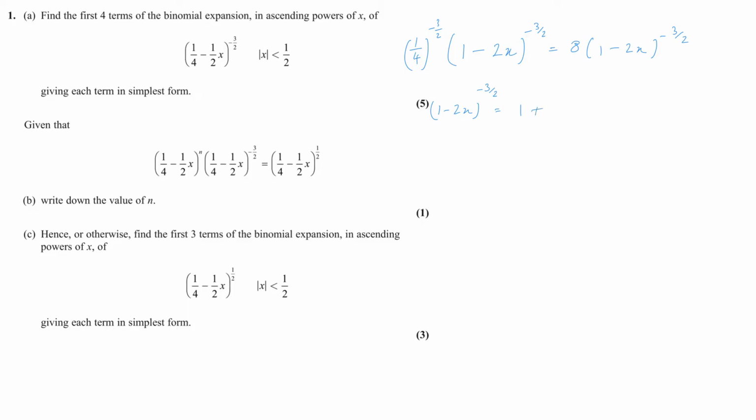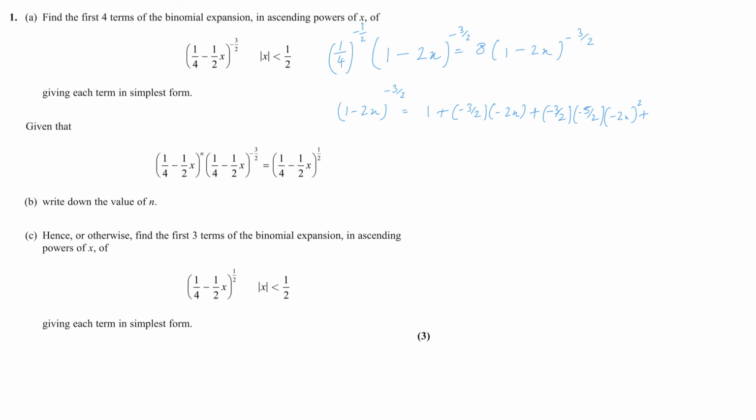Plus, now it's minus 3 over 2 n, times by my x term, which is 2x. And I've got to go as far as the first 4 terms. So that's the first 2 terms. Plus, now it's n minus 1, so minus 3 over 2 minus 1 is minus 5 over 2, times minus 2x squared. Plus, I'm just running out of room. I'll make a little bit of room quickly.